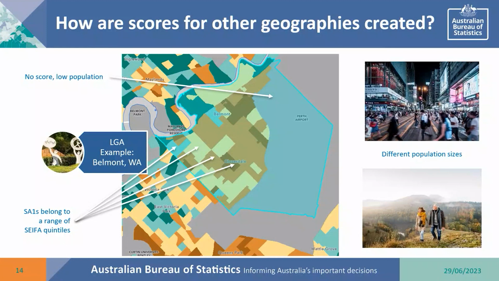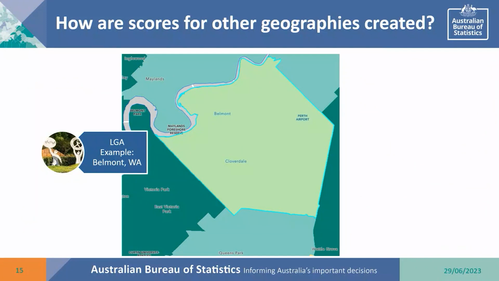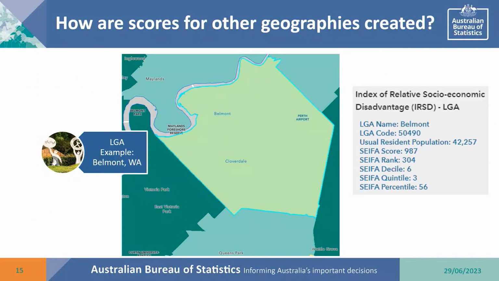Based on visual inspection of this LGA, it kind of looks like maybe quintile 2 makes up most of the regions, but let's have a look and see what quintile it actually ends up in. So here we have the Beaumont LGA, and we find that it's actually in quintile 3 with an aggregate score of 987, and that's the best representation of relative disadvantage for this area overall.